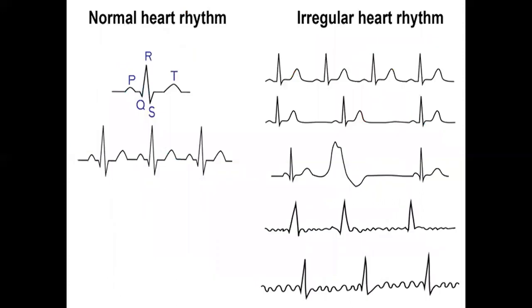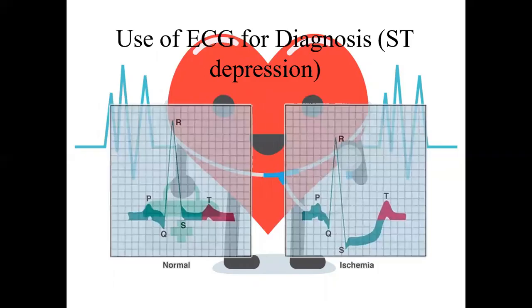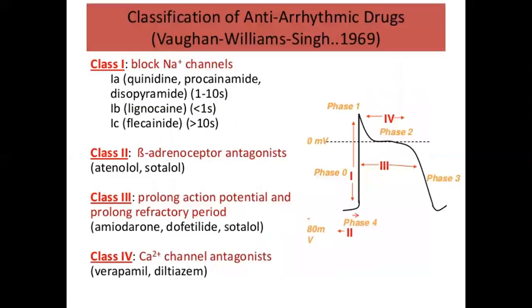This is also a picture of normal heart rhythm and irregular heart rhythm. This is a diagram of ECG. Here is a diagram of a normal ECG, and this is a diagram of an ischemic ECG.